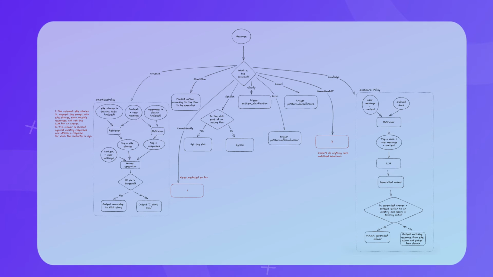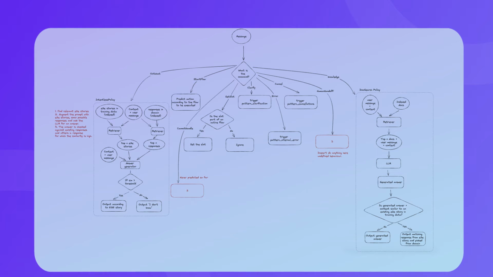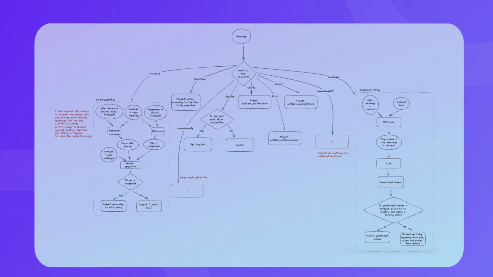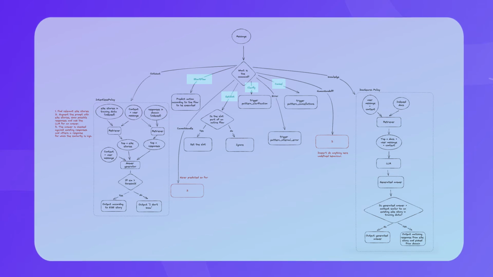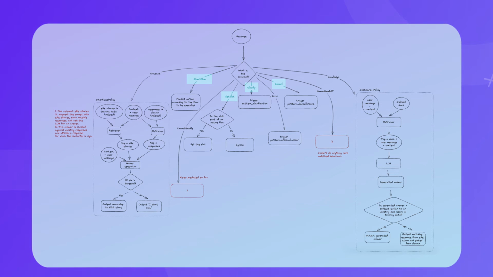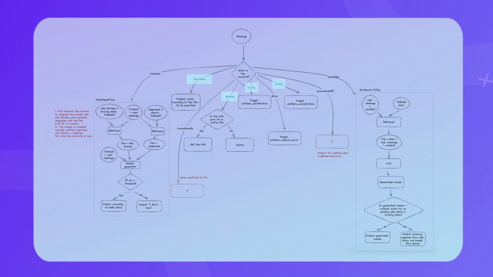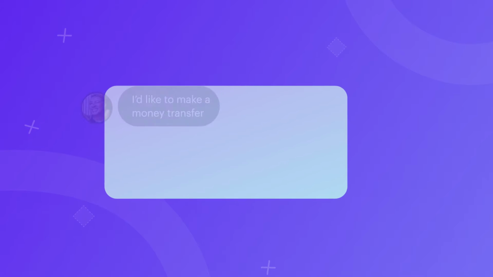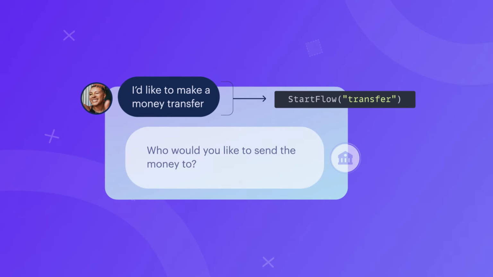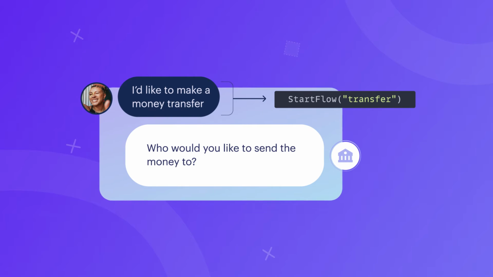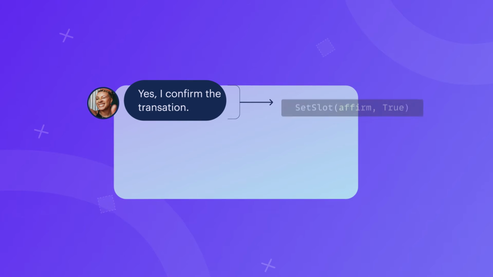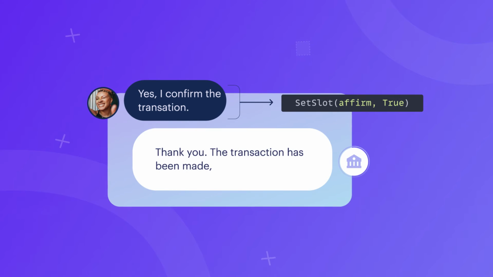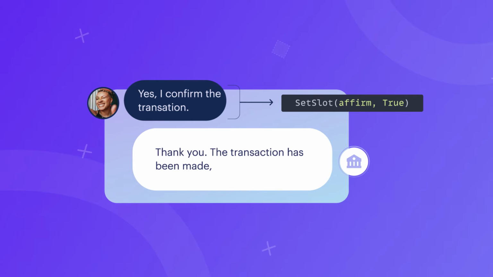LLM Command Generator works in a way that it takes user inputs and produces a set of commands that represent how the user wants to progress the conversation. In some cases, the right command might be starting a specific flow, like in the example here, where the user would like to make a money transfer. In other cases, it might be setting a specific slot. For example, here, when the user is confirming that they want to make the transaction.